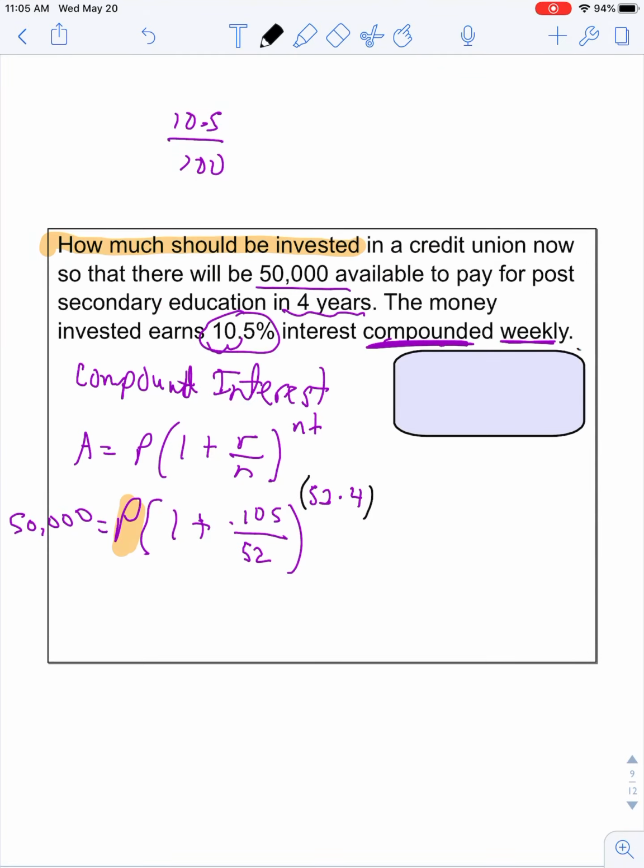Okay? So here's what you're going to do. You're going to get a value for this right here. I would take 0.105 divided by 52, and that gives me 1 plus 0.002. Make sure you always round to 3 places there. Even if I go to 4, it ends up the same. Now I'm going to take that value and raise it to the 52 times 4 power. It might be easier just to raise it to the 200th power. So now my equation looks like P times 1.002 to the 200th power.